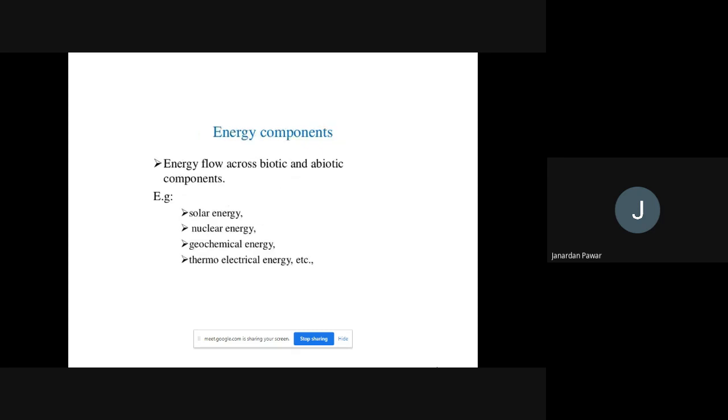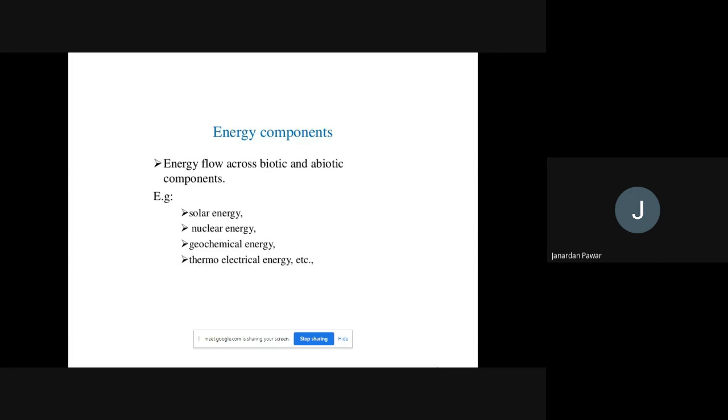Next one. Now we are going to see the energy components. As I told you, there are three components: abiotic, which is non-living; biotic, which is called living; and the last one, that is also called energy components. There are certain energy components which are directly and indirectly associated with the environment, and those are taken here. Energy flows across biotic and abiotic components.